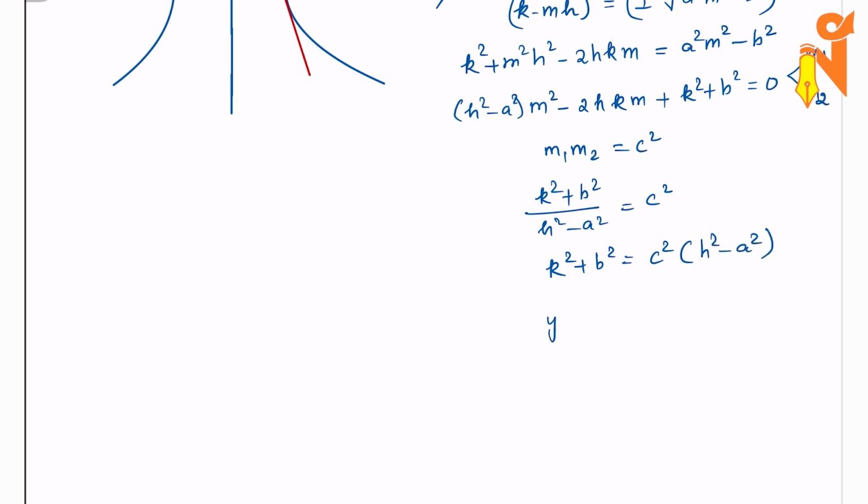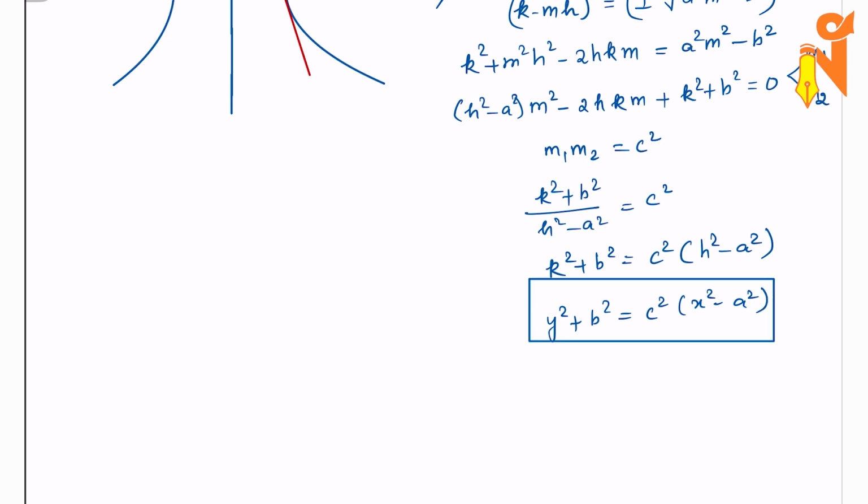Finally replace k by y and h by x. So this is the required locus for the given condition. Hope it is clear to you.